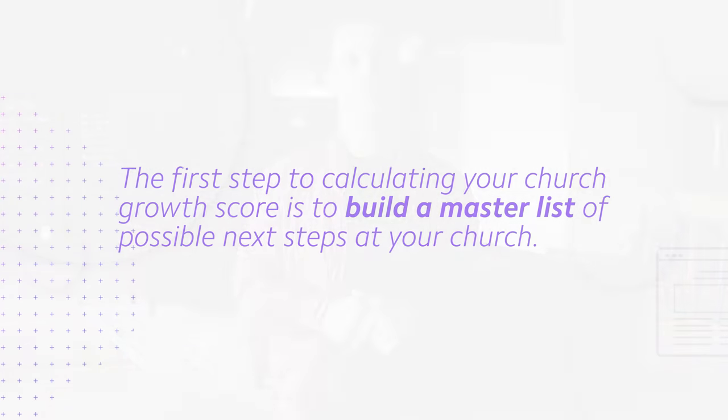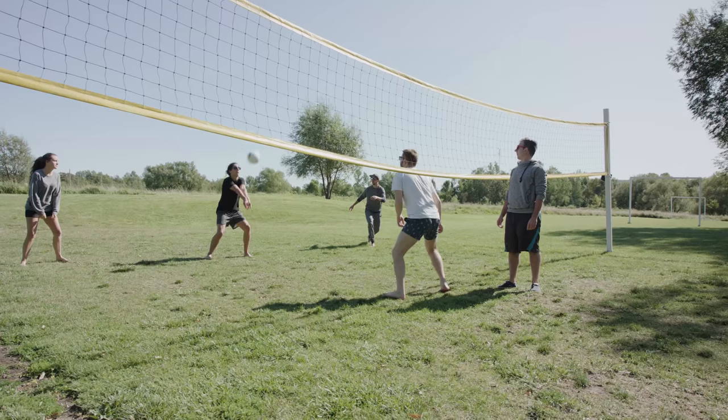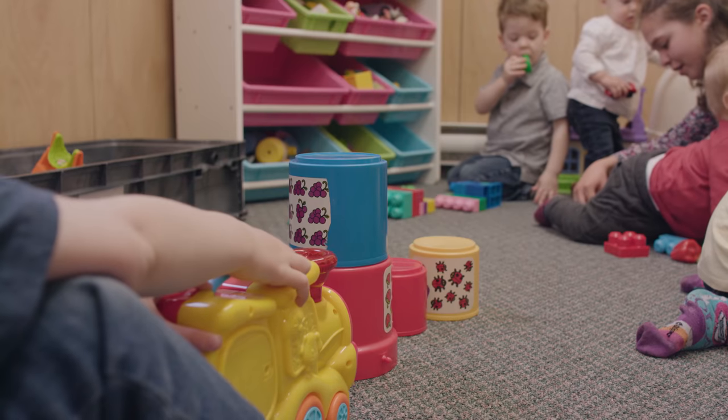And this will allow you to double down on what's working while moving on from what is not working. Here's how it works. The first step to calculating your church growth score is to build a master list of possible next steps at your church. You can use the list of 17 next steps I shared earlier as a baseline, and then take inventory of every event, ministry that occurs within your church and make yourself a master list.